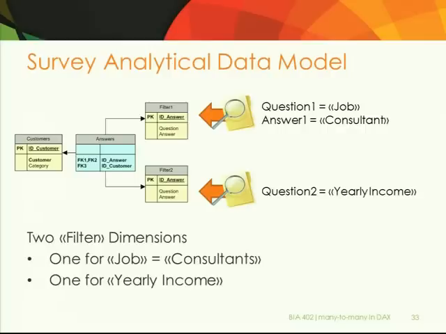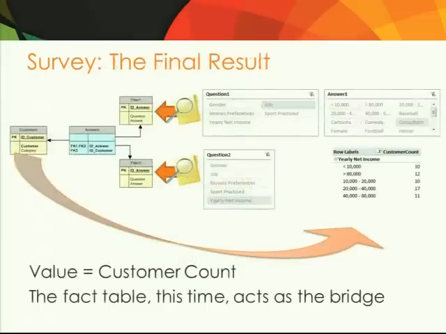In general, you have to create many filter dimensions, one filter dimension for each question you want to put in the same pivot table for your data model. Okay? And this time, the bridge table is our fact table. So the data model is slightly different from before because now we are using the fact table as the bridge between two dimensions, and we will simply count the number of rows existing inside our answers table. Okay?